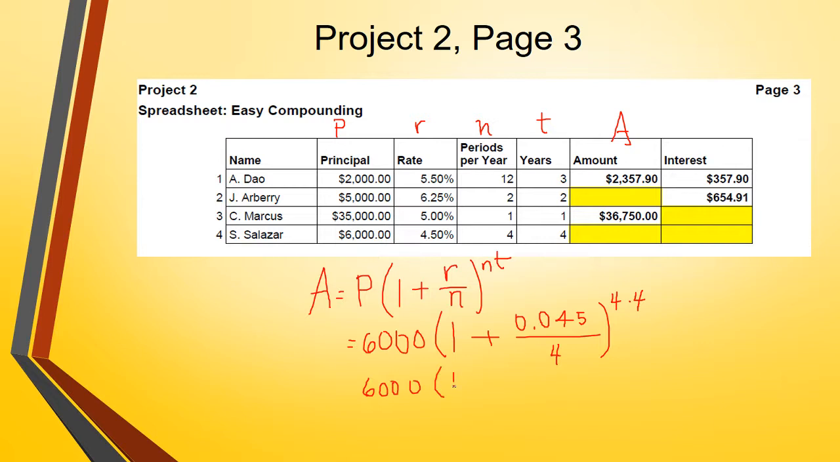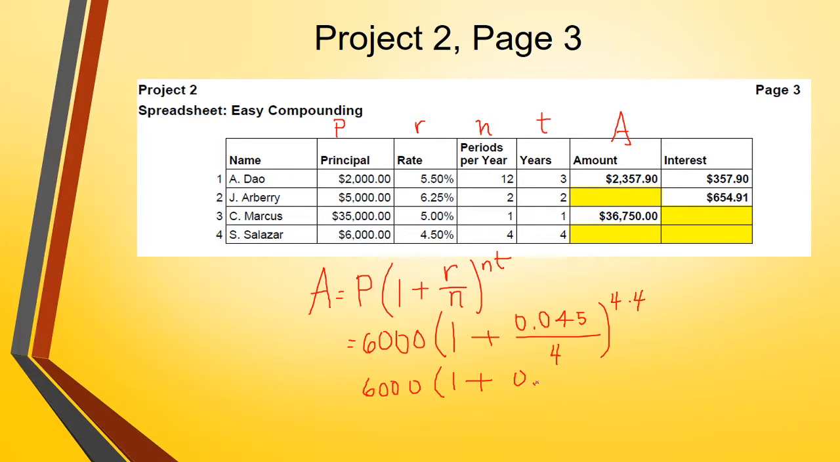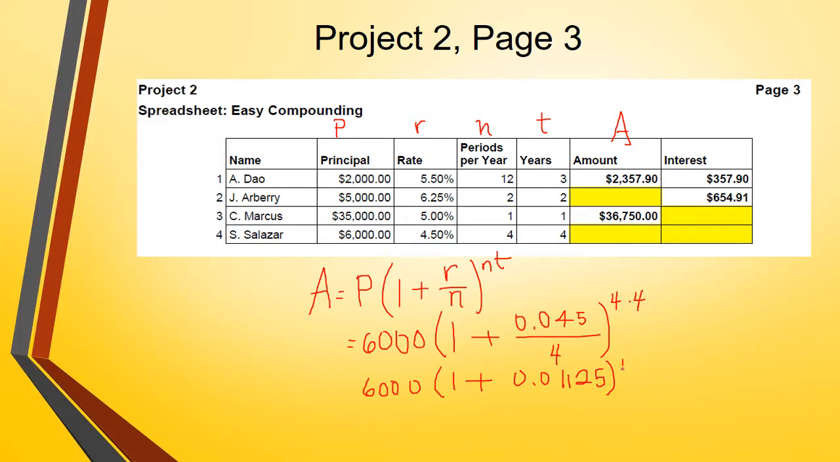We're going to do what's inside the parenthesis first. So type into your calculator, what is 0.045 divided by 4? That is 0.01125. And then let's do the exponent really quick. 4 times 4. I'm not going to type that in the calculator because we should all know that. That is to the 16th power. So you can simplify that because it doesn't affect the question just yet.